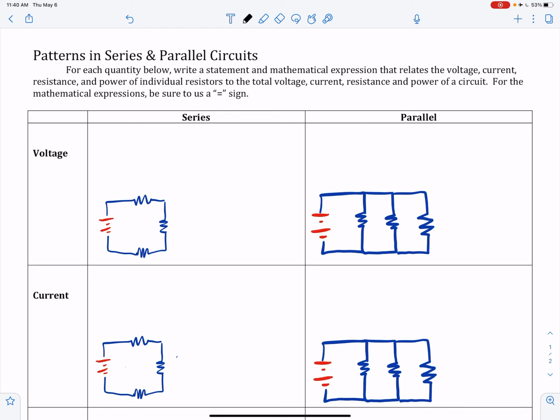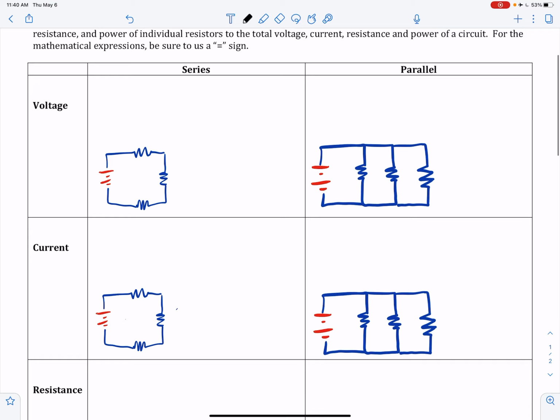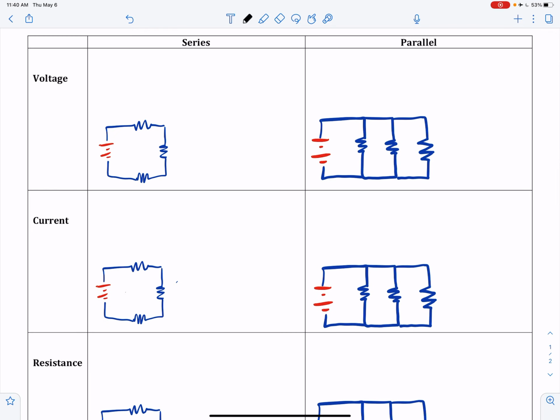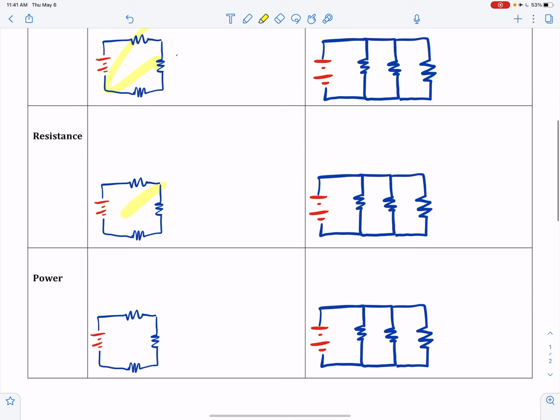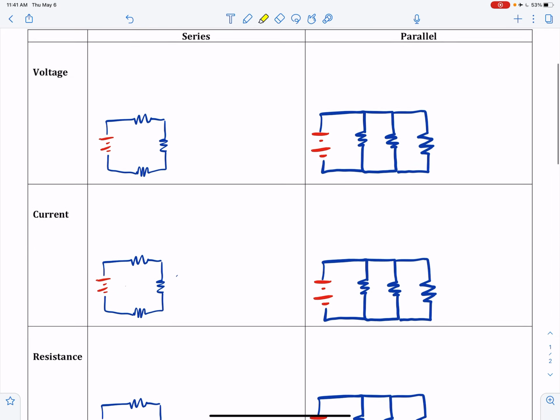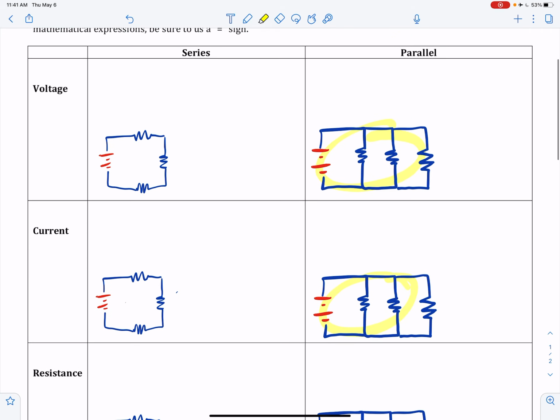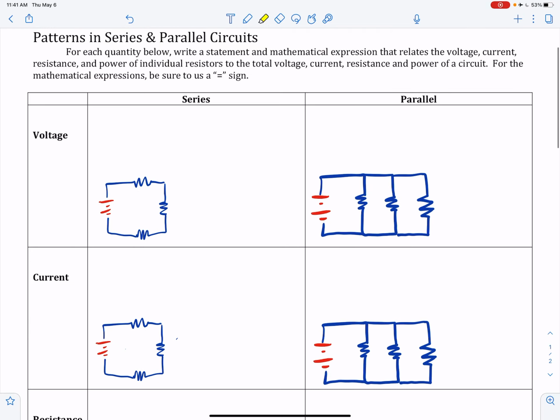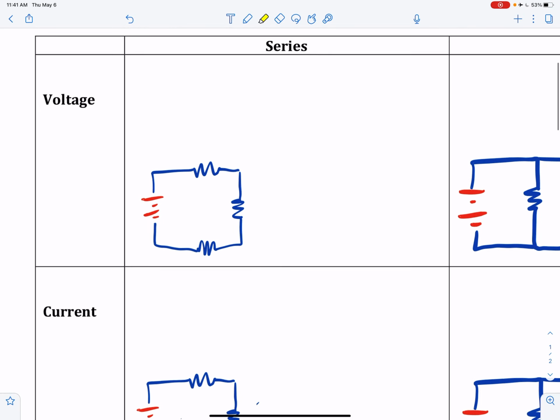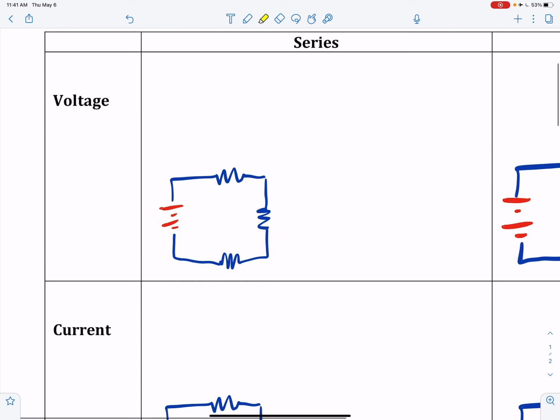Series and parallel. So I first of all drew on the left side 4 series circuit examples, and then I've drawn on the right side 4 parallel circuit examples all the way down. I'm going to use these examples to illustrate some of the patterns that I'm talking about. Okay, so first let's start with patterns of voltage for series circuits.